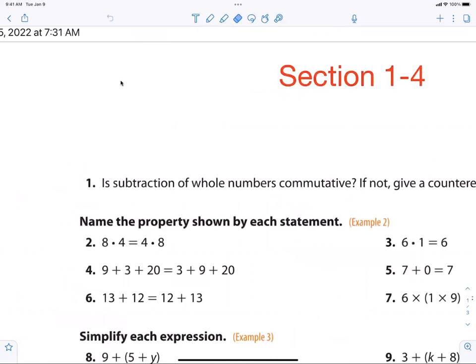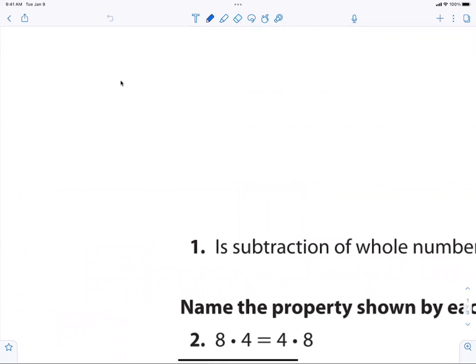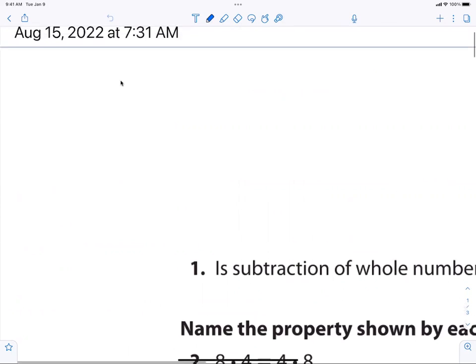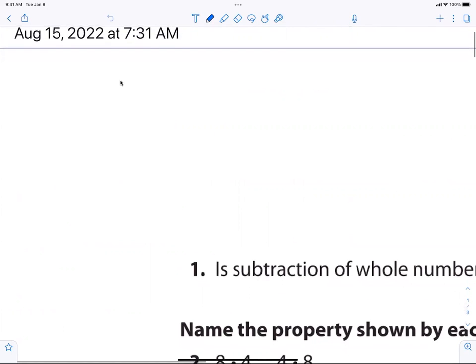All right, so first things first, I need to give you all the different types of properties. Property number one we're going to talk about is the commutative property.